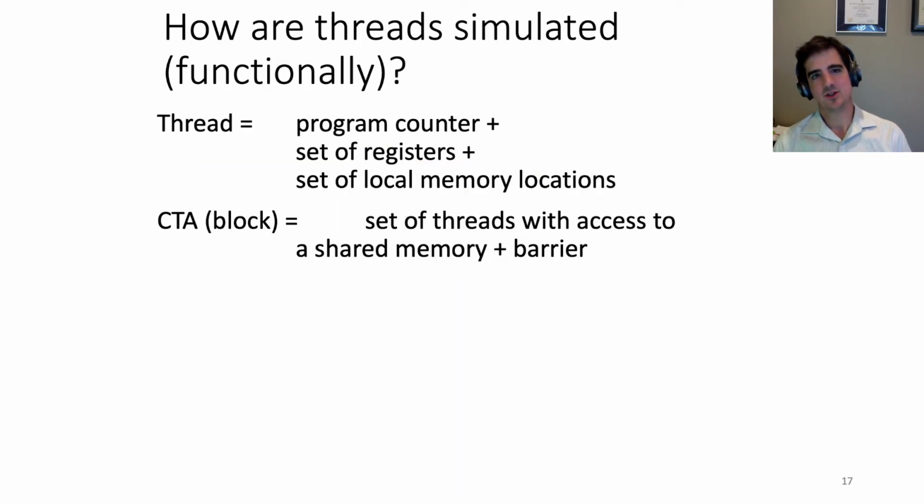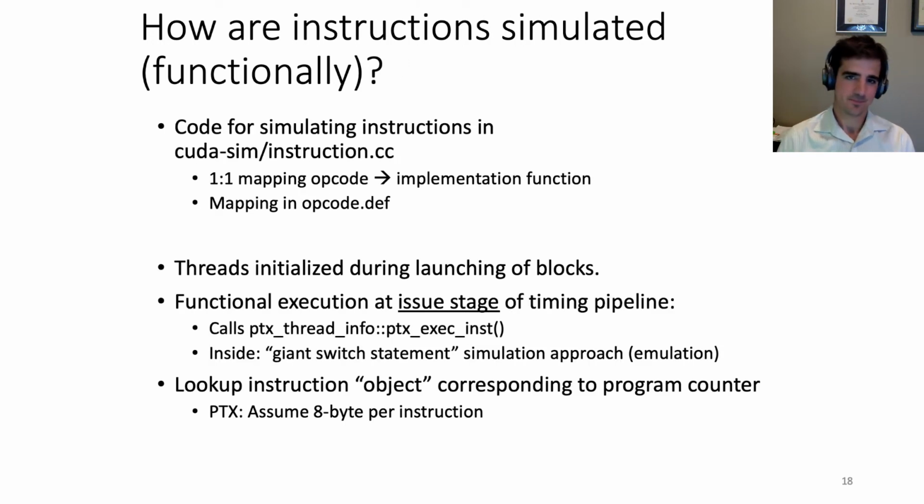All right. So then how do we actually simulate all of these threads functionally? What is a thread? It's basically a program counter, a bunch of registers, and a bunch of memory locations. A CTA is a set of threads with access to the same shared memory and barrier. So that is the logical programming model for this.